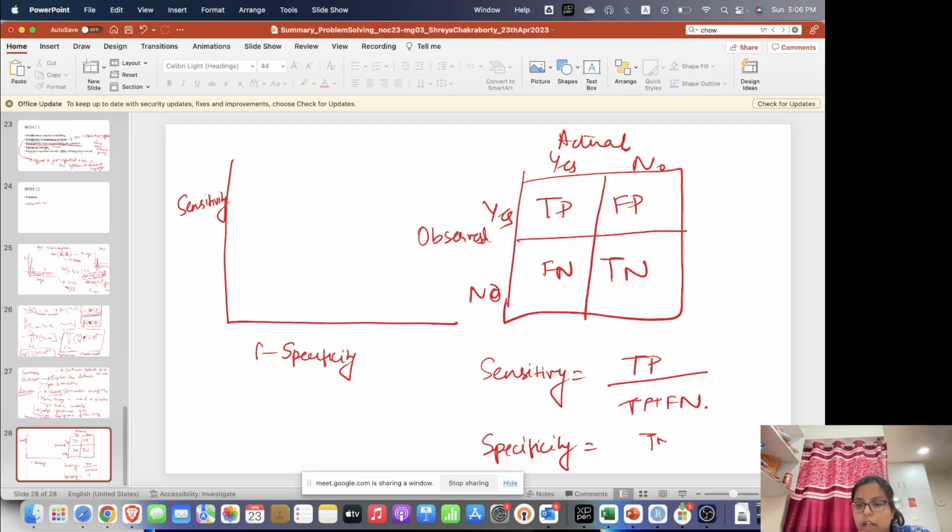This is the true negative by all negatives, that is, actually negative. False positive plus true negative. So 1 minus specificity would be false positive by false positive plus true negative. So we plot this, and the curve that we get, we call it an ROC curve.